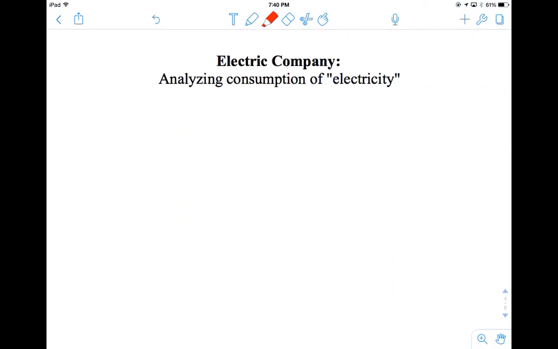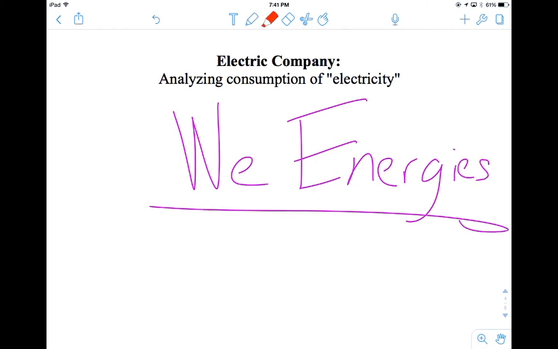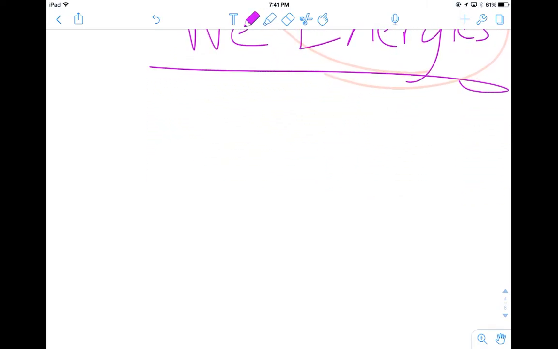So, first of all, when we talk about the electric company, what are we really buying from the electrical company? A lot of people say electricity, but that's not quite right. And it's not really electrons that we buy, it's not current. Actually, what we buy we can determine from the name of the company that we buy it from. So in our area, we buy from We Energies. We Energies allows us to buy energy. So the idea is that we purchase our energy from We Energies.